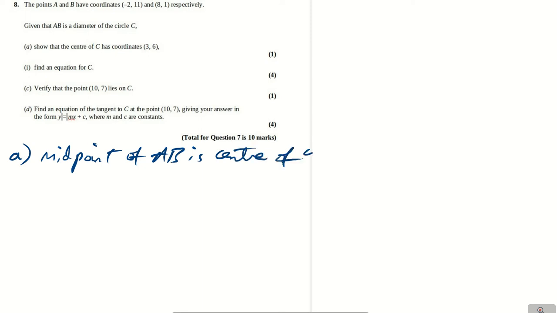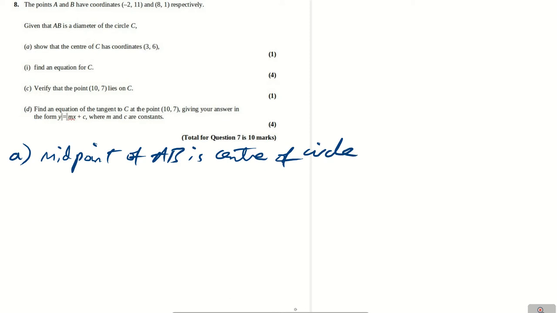Right, we've got 2 points, which is the diameter of a circle, and we've got to show that the centre of the circle has those coordinates. Well, what it's really asking is what the midpoint of the line AB is, because the midpoint of AB will be the centre of the circle, right? Is centre of circle, because AB is a diameter.